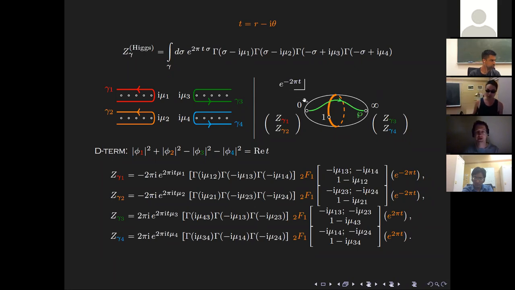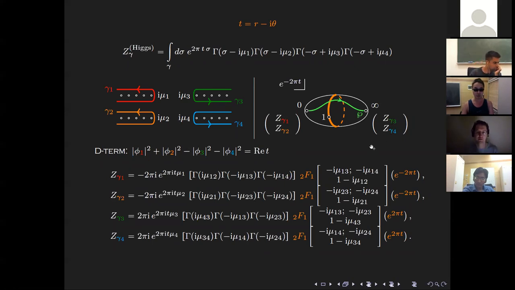We can notice that near 0, only the first two functions converge. This means that these functions, Z gamma 1 and Z gamma 2, are the usual two-dimensional basis of solutions of the hypergeometric equation around zero. A similar situation holds for infinity. In that case, I have as a basis Z gamma 3 and Z gamma 4.